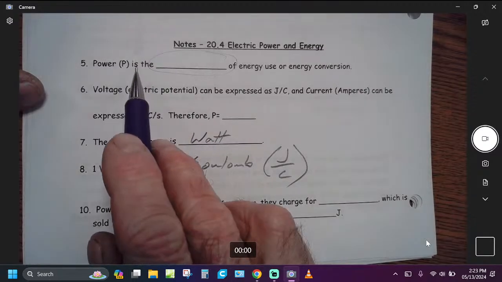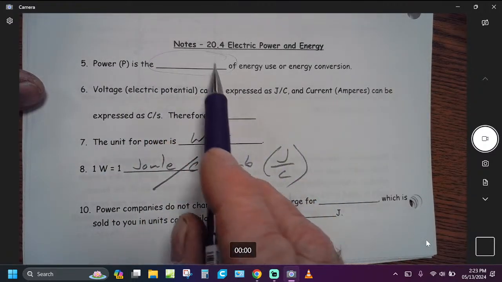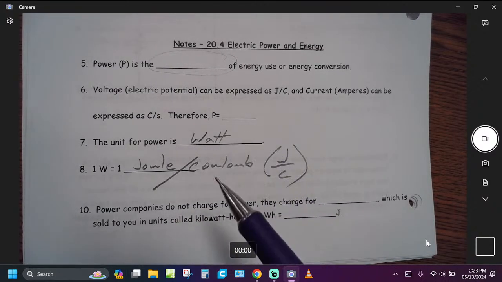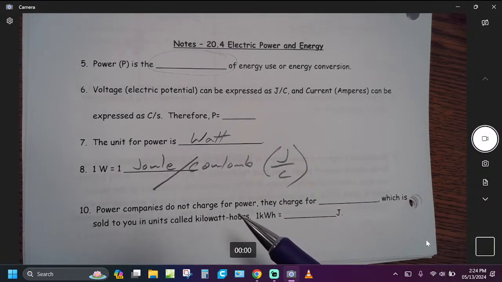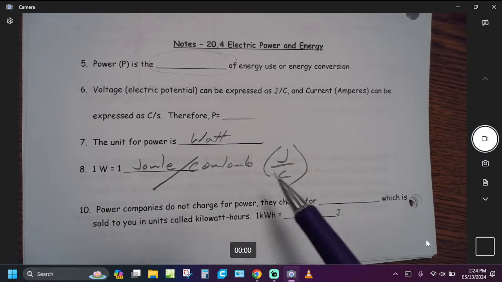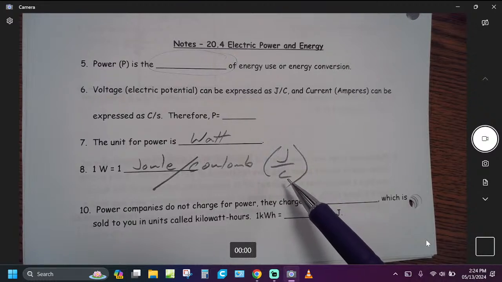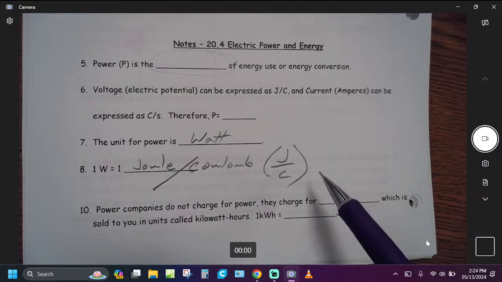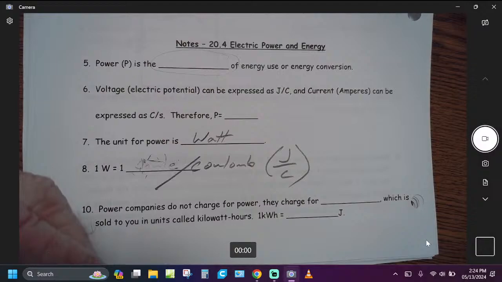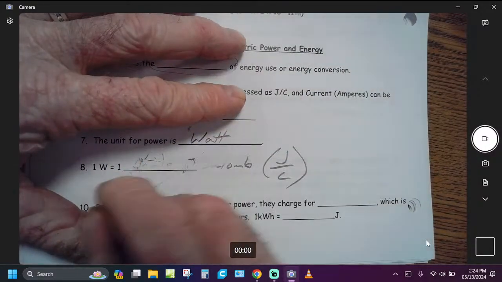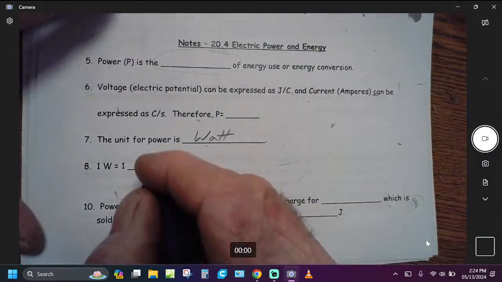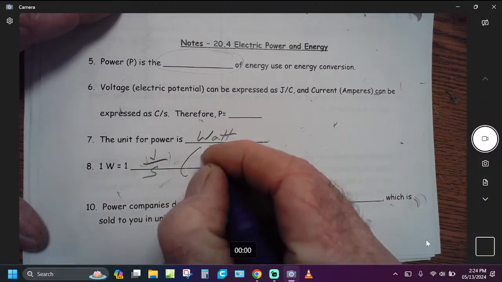And power is the blank of energy use or energy consumption. Do you know what goes there? Measurement. Measurement of what aspect of energy use? How much energy you use? Oh, efficiency. Not efficiency. That's efficiency. Joules per coulomb. Oh, wait. I'm so sorry. What is it really? 1 joule per what? Second. Joules per second.